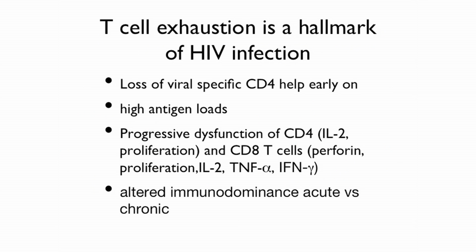So HIV infection is sort of a scenario for T cell exhaustion, because during CD8 priming of the virus, the CD4s that are specific for HIV are probably already being deleted. So we see loss of viral specific help early on. We see high antigen loads. And when you take CD4s and CD8s from HIV-infected individuals, you see deficiencies in proliferation and cytokine production. In addition, you might also see altered immunodominance, where some epitopes get deleted during the course of the infection.